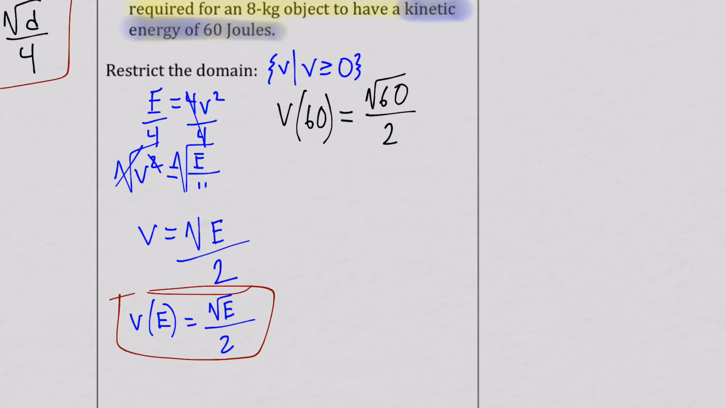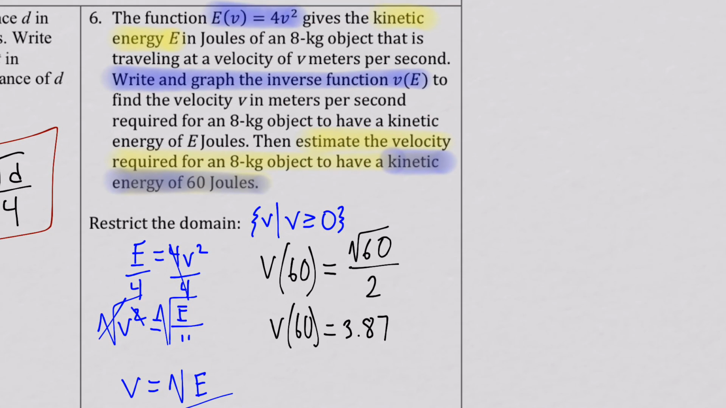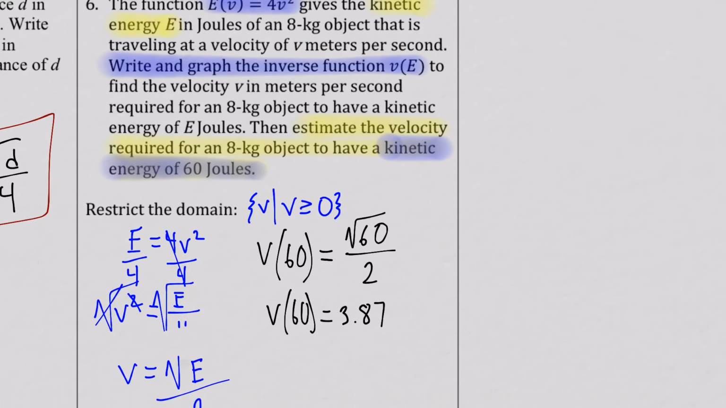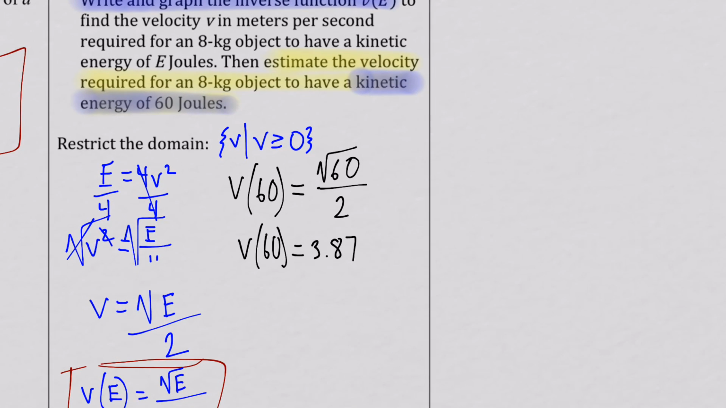Okay, so after punching this into my calculator, I get that the velocity for 60 joules is approximately 3.87. Let's look at the units up here to check what we're doing. It says the velocity is in meters per second. 3.87 meters per second. That's the velocity of the object in order to have a kinetic energy of 60 joules.